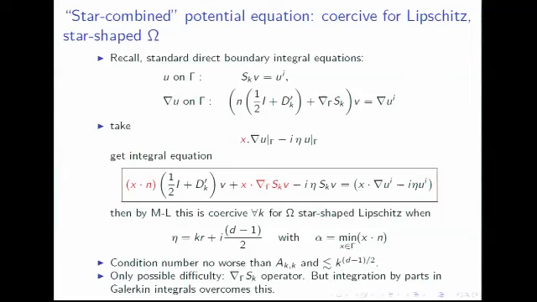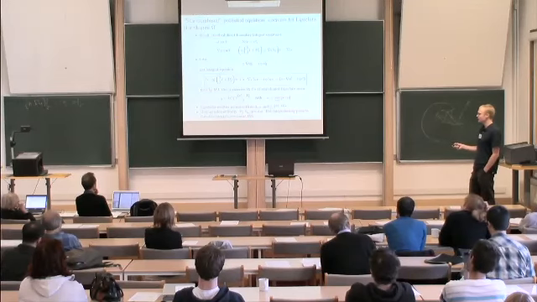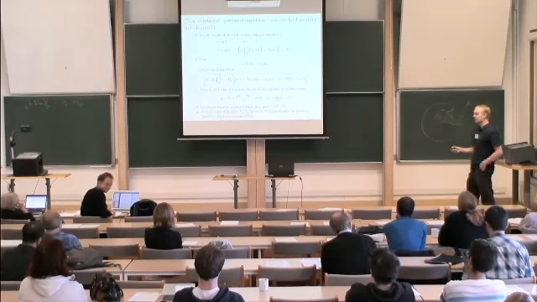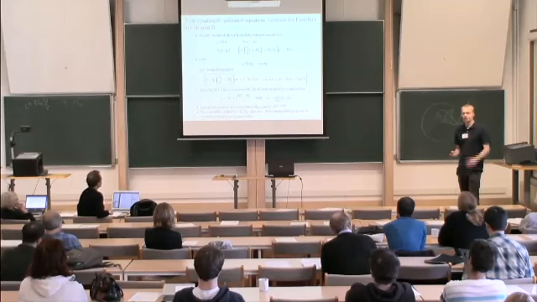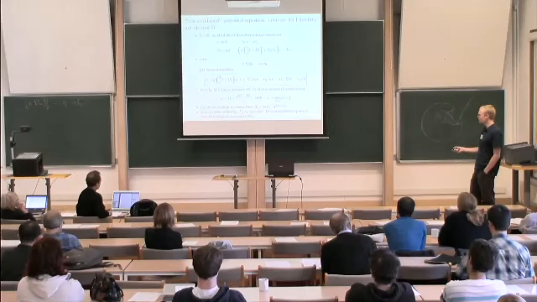So the only terms that are different from the standard combined potential operator are this x dot n, and then this term here, where this grad gamma is the surface gradient. So it's the surface gradient of the single layer potential. Kind of remarkably, this integral equation is coercive for all k, not just in the high frequency case, for all star-shaped Lipschitz domains, if you choose the coupling constant to be proportional to k, but with some extra bits.